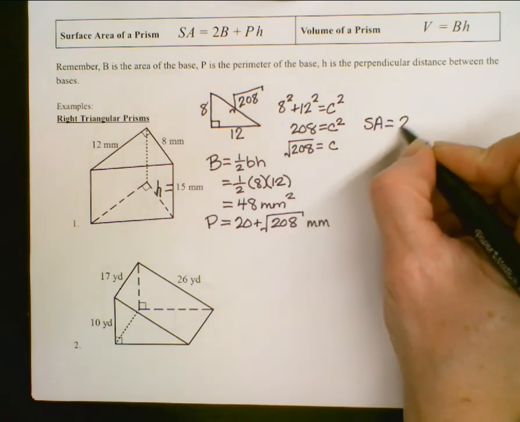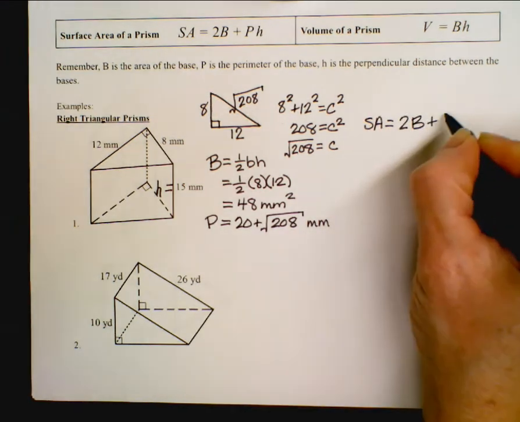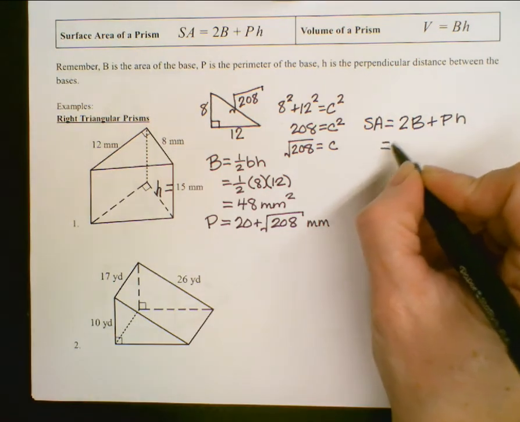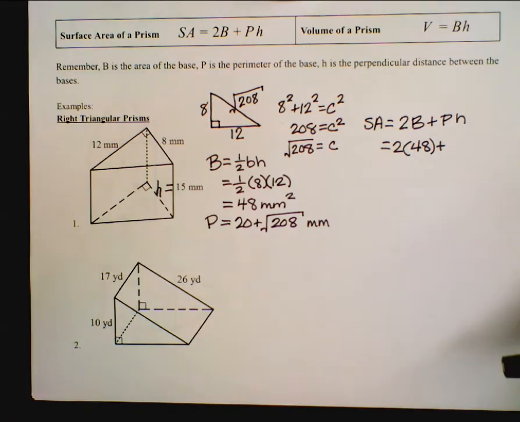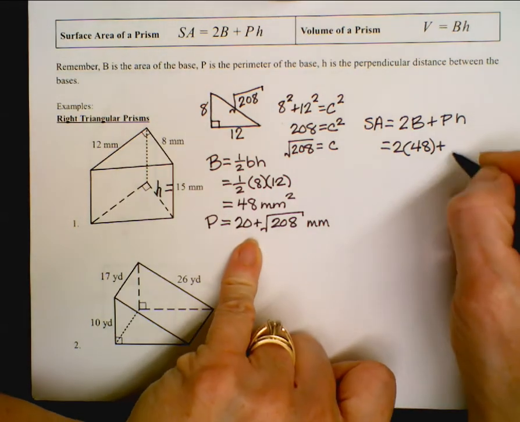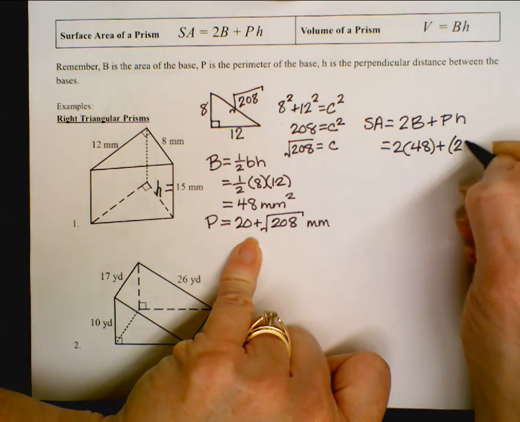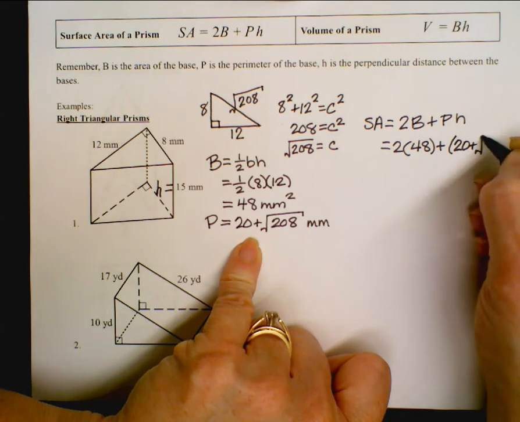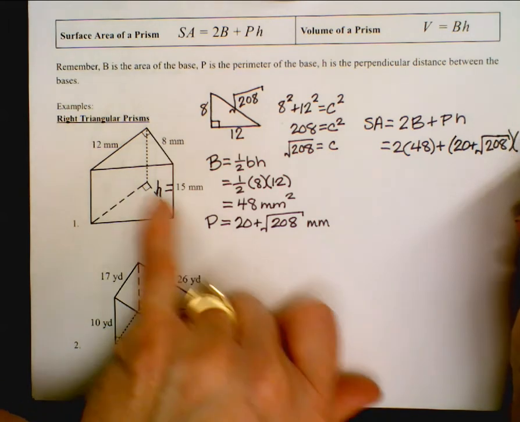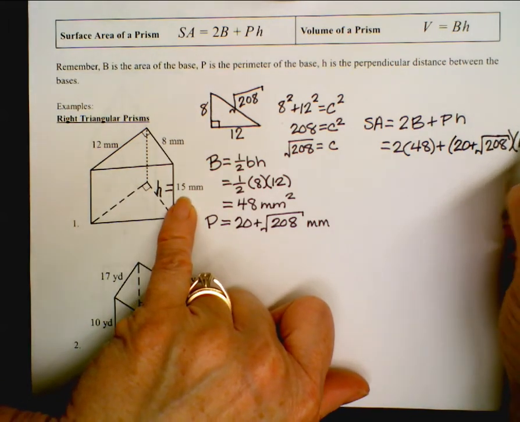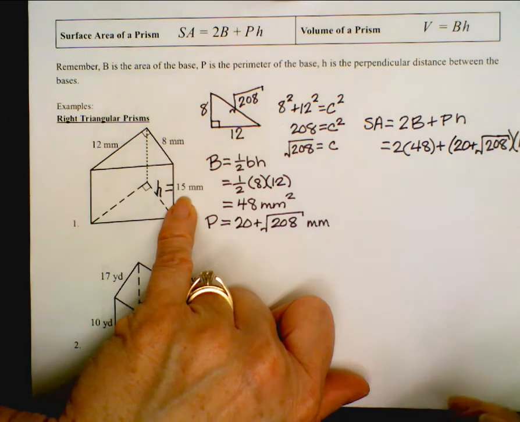Surface area is 2 capital B plus capital PH. So 2 times 48 plus, and now we've got this quantity. Because that is a quantity, you want to put it in parentheses so that when it comes time to type it into your calculator, you can get all of that quantity multiplied by h. Remember, h was our 15, the distance between those 2 triangles.